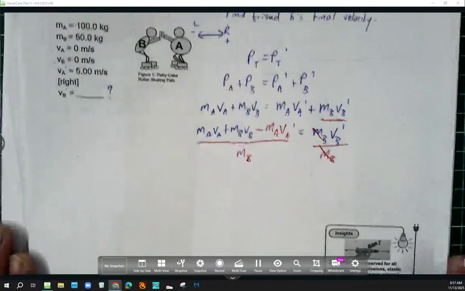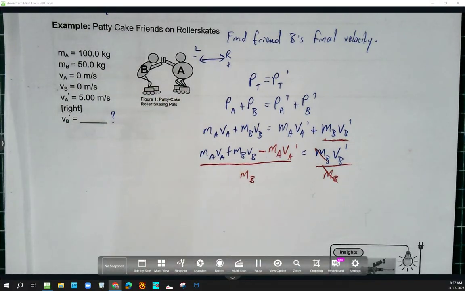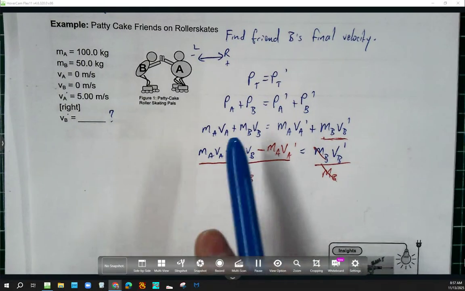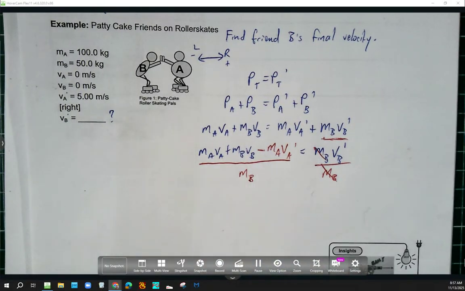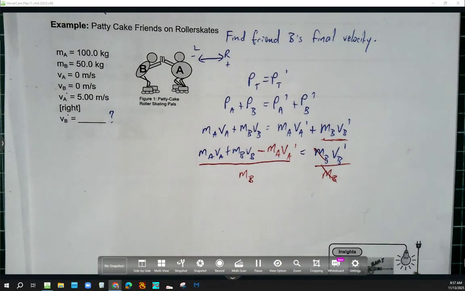We've got these two patty cakers. We have some values in terms of their pre-blast-off scenario. We've said that momentum is being conserved. We set the momentum before equal to the momentum after, and we're in the process of isolating for the final velocity for patty cake friend B. And I think we're just about there. We're ready to sub in our values.